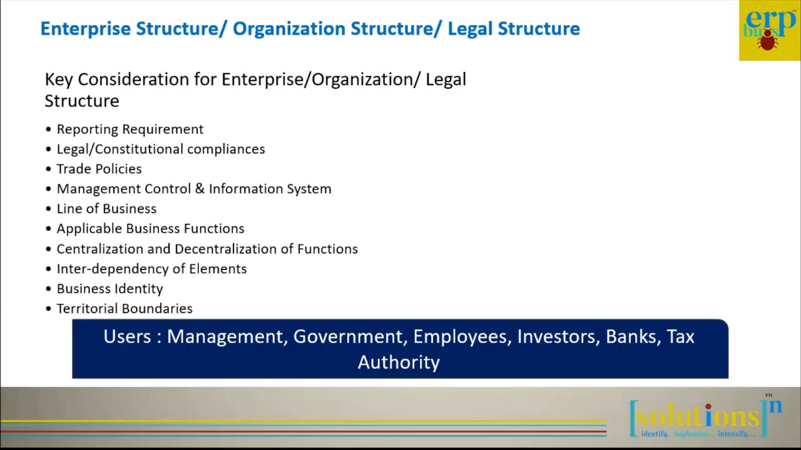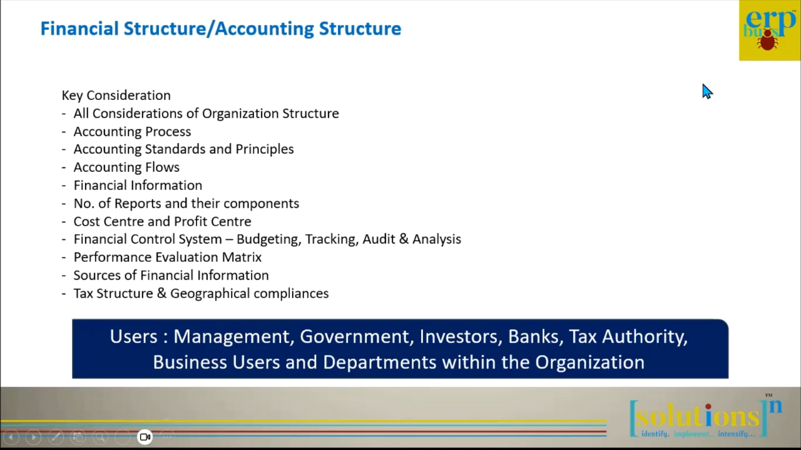Okay. Now, who are all the users? The users of this information are basically the management, government, employees, investors, banks, and the tax authority. At the end of the day, it's the tax authority, because the tax liability of an enterprise is decided based on the structure of your organization, based on the legal identity of the organization, how many legal entities are part of the entire group of business. So that is important. Now the next important part, which is connected and again mandatory in an organization, is the financial structure or accounting structure.